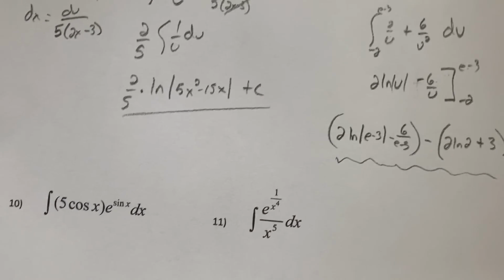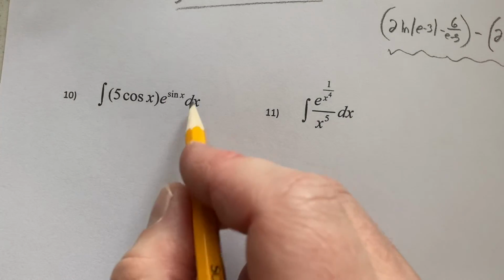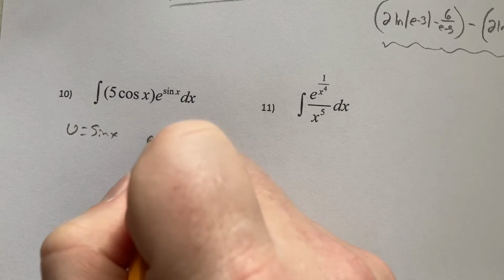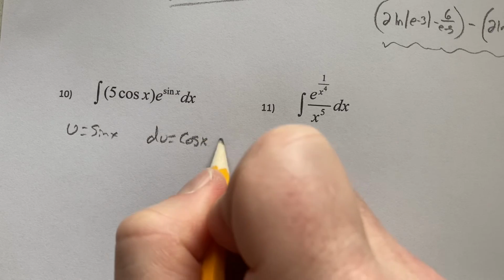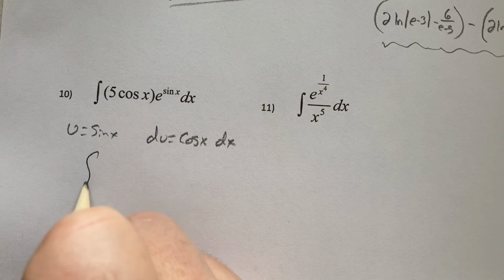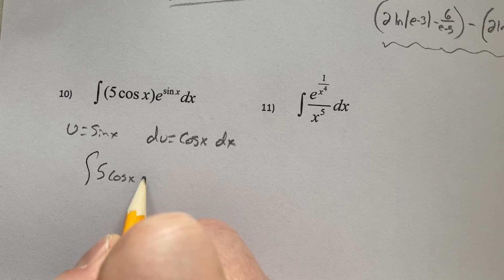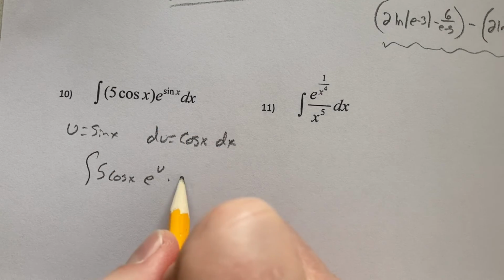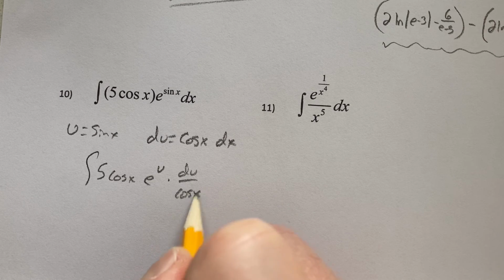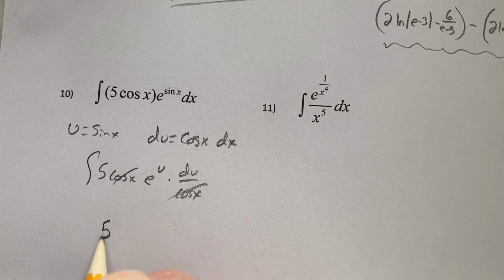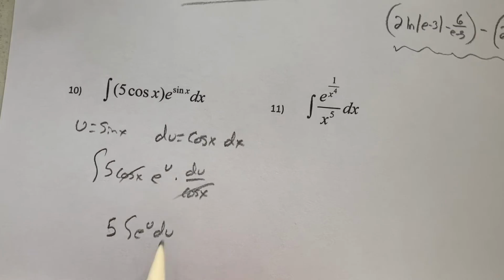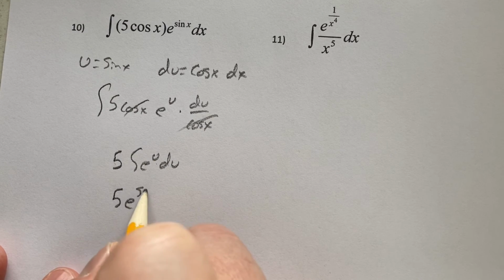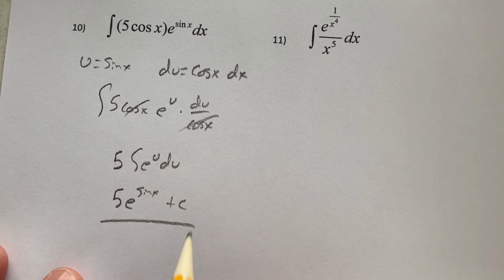Right. For number 10, a little simpler. We had a u sub. The u is sine x. du is going to be cosine x dx. All right. So I have the integral of 5 cosine x times e to the u times dx, which is du over cosine x. The cosine x is canceled. Good. I get 5 times the integral of e to the u du, which is going to be 5e to the u, or e to the sine x, plus c.